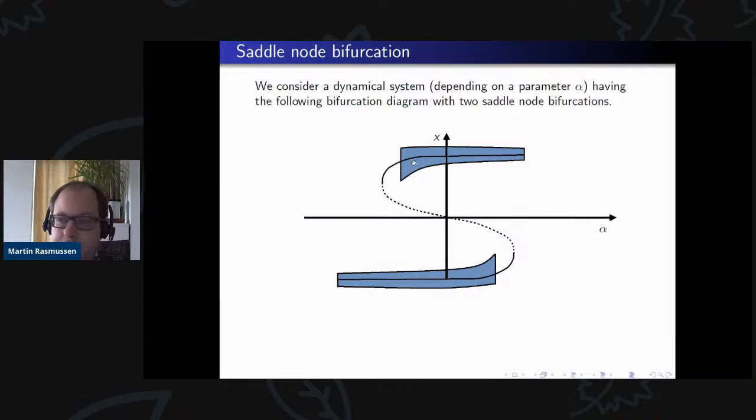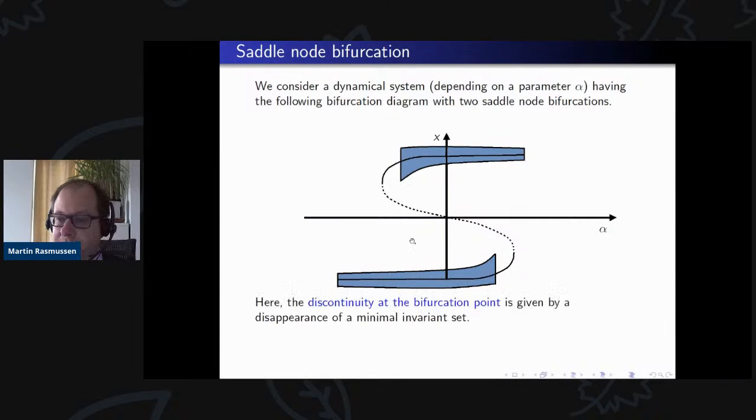then you stay close to this fixed point, and you have a minimal invariant set. But then if you come closer and closer to this bifurcation point, at some point the noise is large enough that you can actually jump, that you can move away from your fixed point. And this will not happen very likely if you're far away from the bifurcation point, but it will happen. There is no asymptotic dynamics taking place close to this attracting fixed point. And basically you have a disappearance of a minimal invariant set.